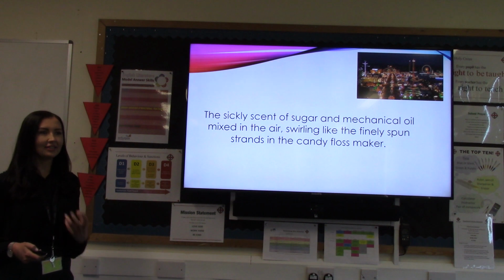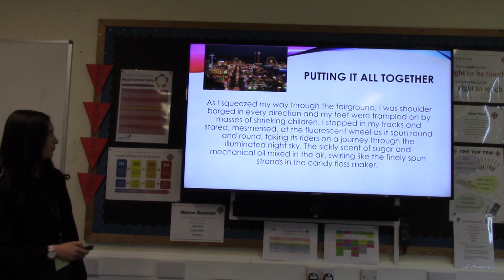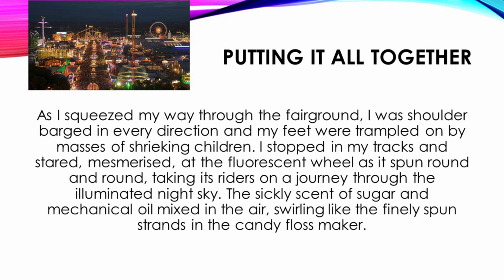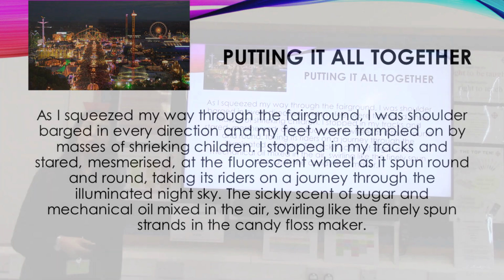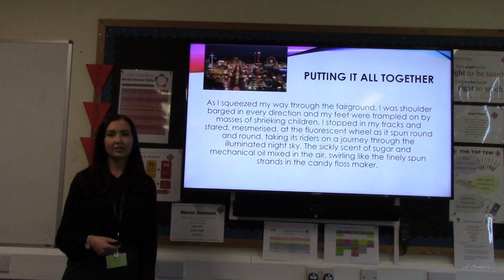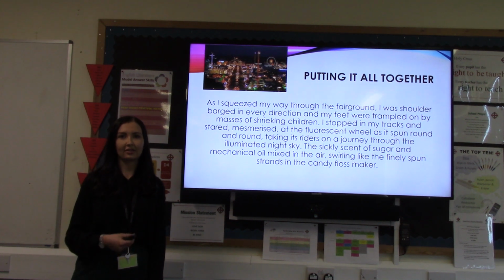So let's put it all together and see what my descriptive paragraph looks like. As I squeezed my way through the fairground, I was shoulder barged in every direction and my feet were trampled on by masses of shrieking children. I stopped in my tracks and stared, mesmerised at the fluorescent wheel as it spun round and round, taking its riders on a journey through the illuminated sky. The sickly scent of sugar and mechanical oil mixed in the air, swirling like the finely spun strands in the candy floss maker. So I hope that you can see there that by using our different senses to describe, it brings the scene to life, okay?